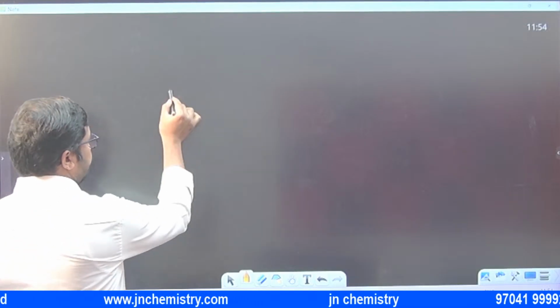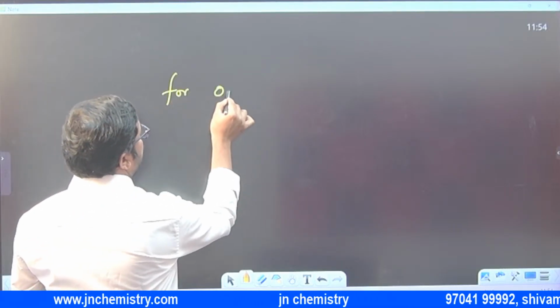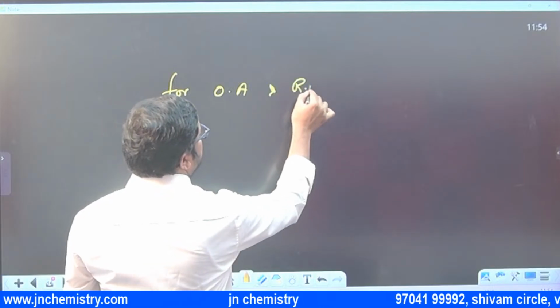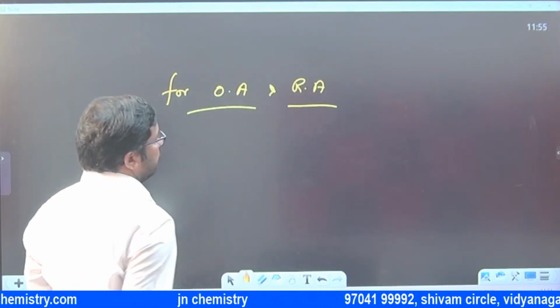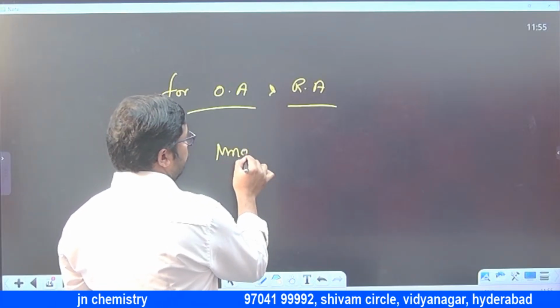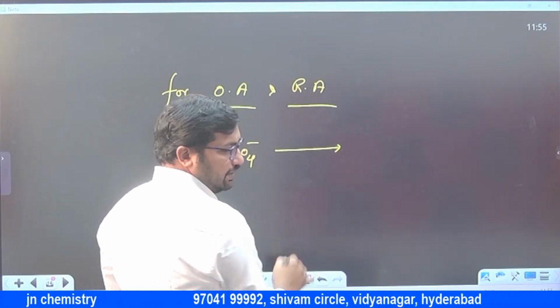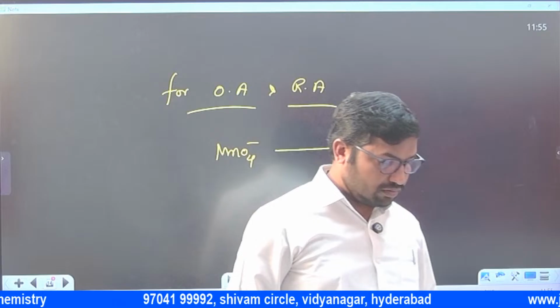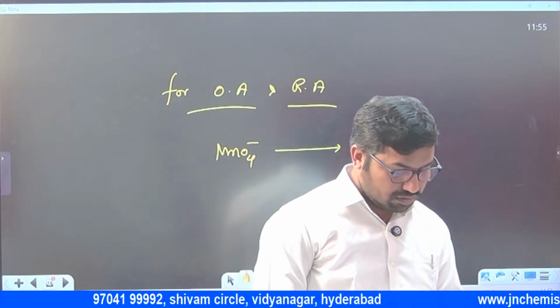For oxidizing and reducing cases, OA and RA, oxidizing agents and reducing agents, right? MnO4 is important. MnO4 minus in acidic medium.